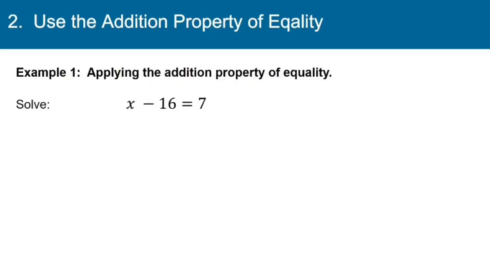So here's example 1, and we want to solve the equation x minus 16 equals 7. In other words, we want to find the value of x that makes this equation true. And I don't want you to try to reason it out by just looking at the equation. I want you to solve it. So we are trying to isolate this x. That means we're trying to eliminate the minus 16.